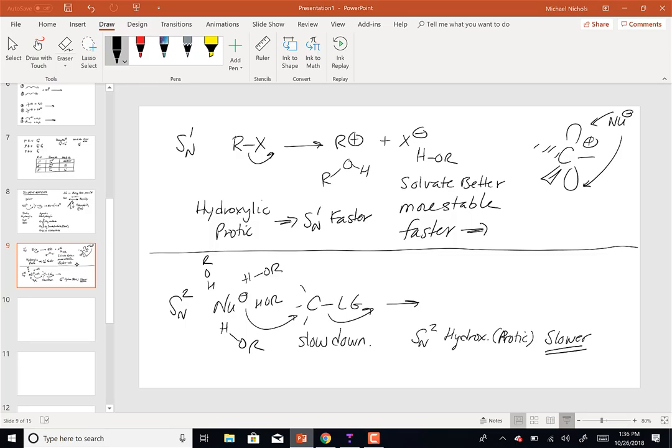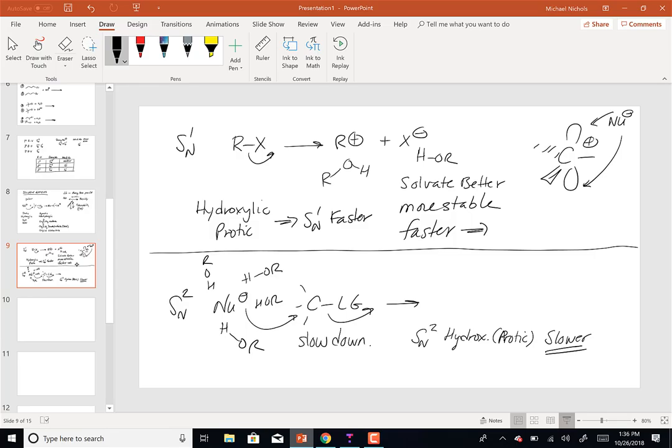I'll say Pat, because that's a gender neutral name. Pat has this alkyl halide and wants to know if this reaction is SN1 or SN2. They want to know if it's SN1 or SN2. How should they test that? One of the first things you'd say is, let's double the nucleophile concentration. If we double the nucleophile concentration and the rate doubles, I've got an SN2 reaction.